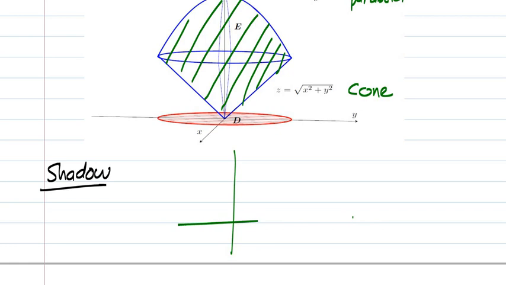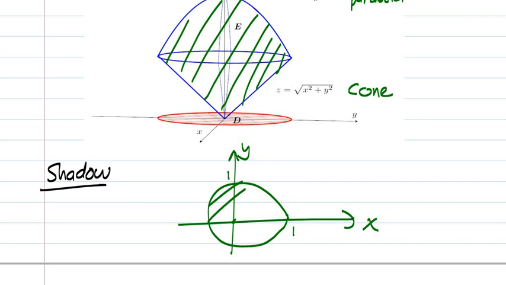The shadow will be, if we ignore the z value, all of the points in R2 whose radius is 1 centered at the origin. So this is D. This is D given by all of, so if you want to write this in set notation, let's do that. That's fun.